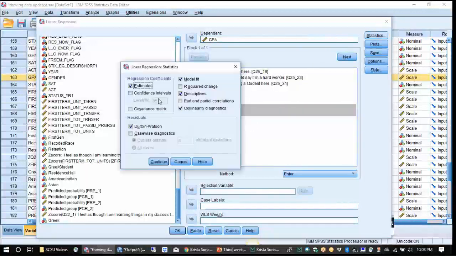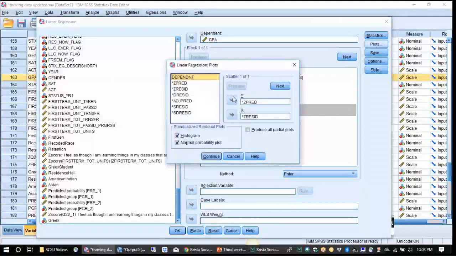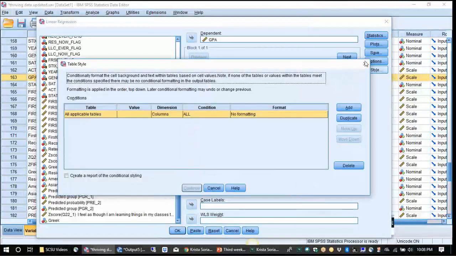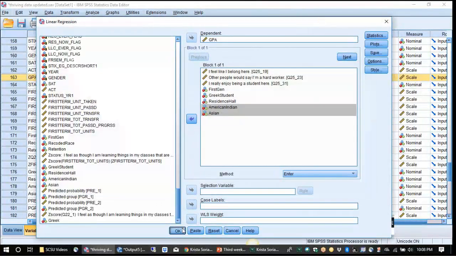Under statistics, I usually like to select Durbin-Watson, descriptives, and then collinearity diagnostics. Under plots, what I do is I move the predicted residuals, that's the ZPRED, that's the Y, over the ZRESID, that's our residuals. And then I select histogram and normal probability plot. Everything else is pretty okay. You don't need to save anything extra. Nothing for style, nothing for options. You can go ahead and click OK.